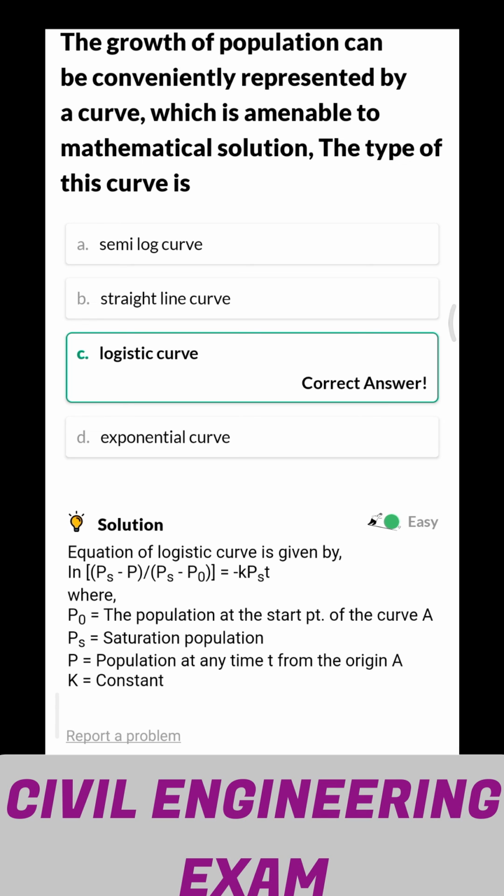So the equation of the logistic curve is (PS minus P) divided by (PS minus P naught) equals e to the power minus K PS T. Here P naught is the population at the starting point of the curve A, PS is the saturation population, P is the population at any time T from the origin A, and K is the constant.